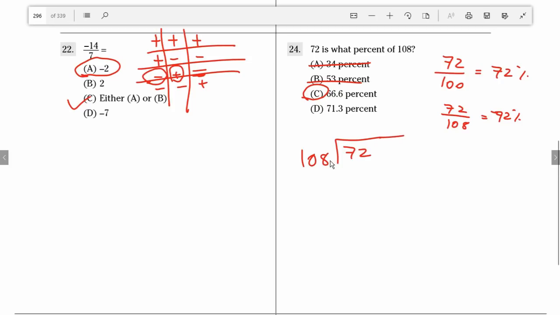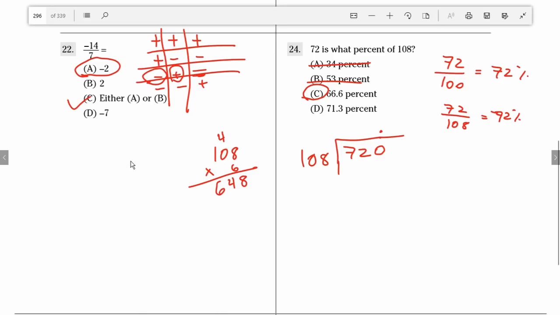And we say to ourselves, how many times does 108 go into 72? It doesn't. We have to add a 0, so we add a decimal when we add a 0. Now I'm going to multiply 108 by 6. See if that gets me close to 720. 8 times 6 is 48. Carry the 4. 6 times 0 is 0, plus 4 is 4. 6 times 1 is 6, so 648.